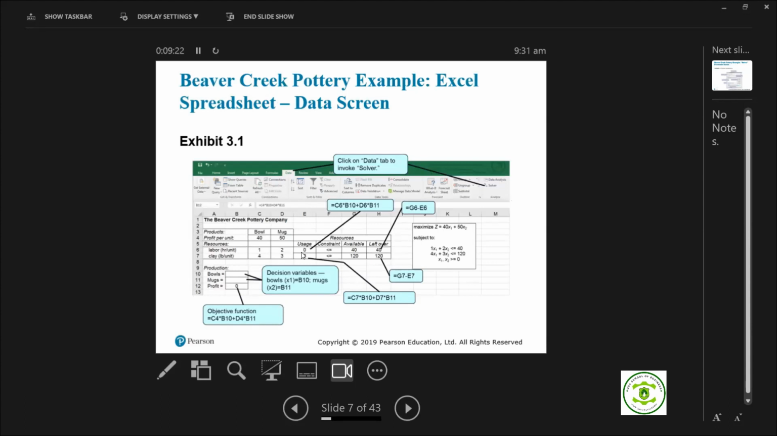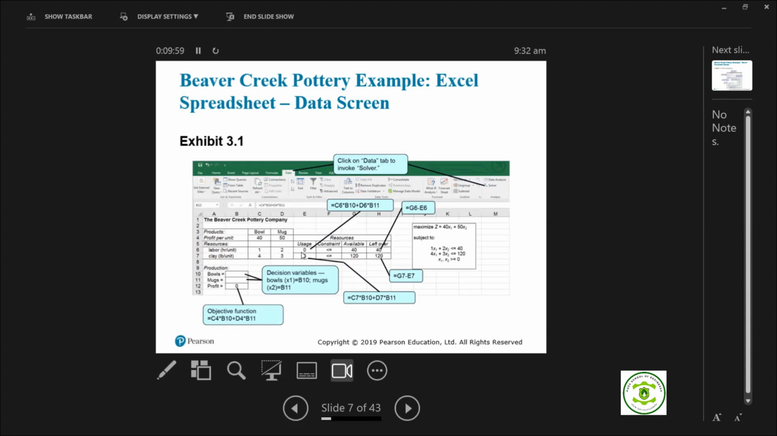So remember last week, we resolved this, and I gave you this sheet. So you have it. I posted this on the platform. Exhibit 3.1. So this is what we used. And this is the solver I talked to you about.